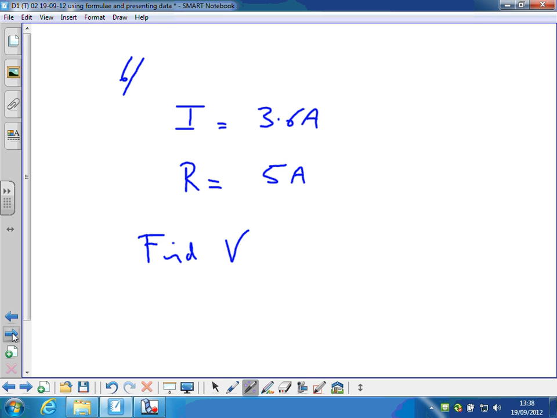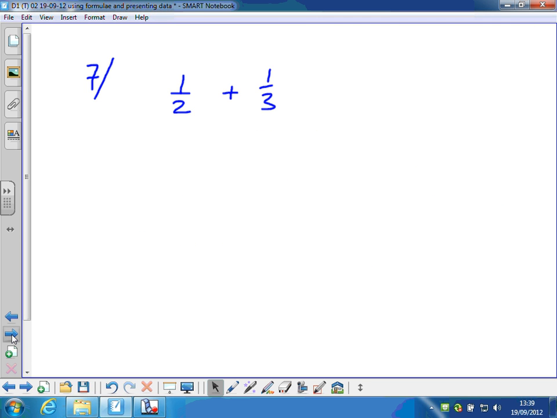6, I was hoping you were going to remember Ohm's law, which is V equals IR. Voltage is current times resistance. Remember that. So I want to find a voltage, so just multiply them together. 3.6 times 5. Well, I times by 10 and halve it, so that's 18. 18 volts. Number 7.